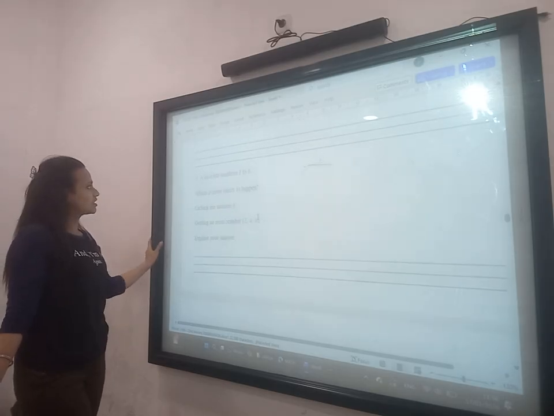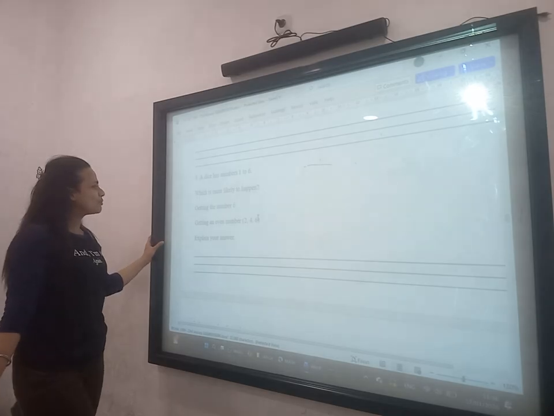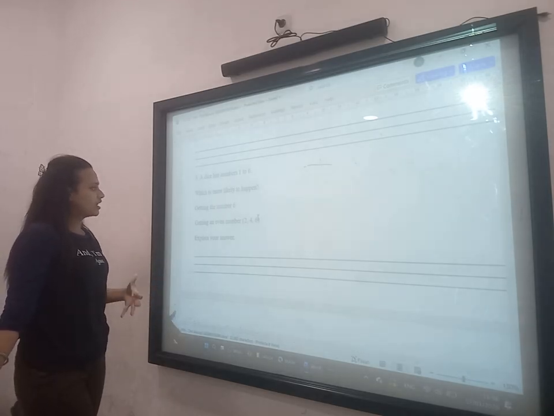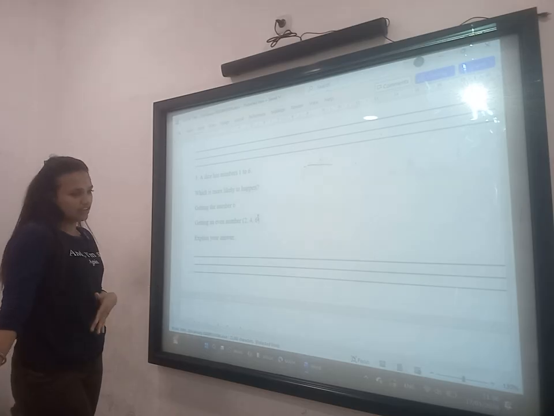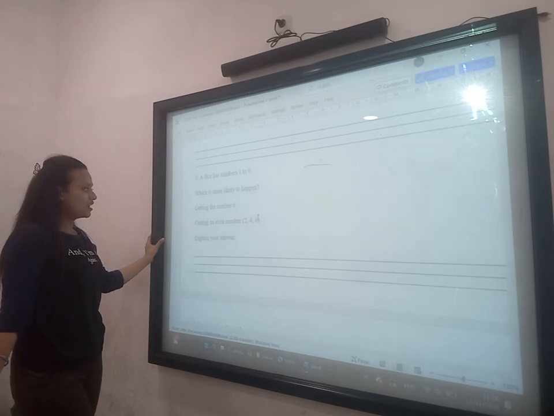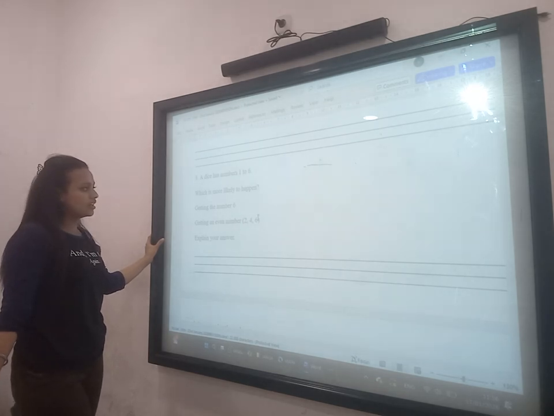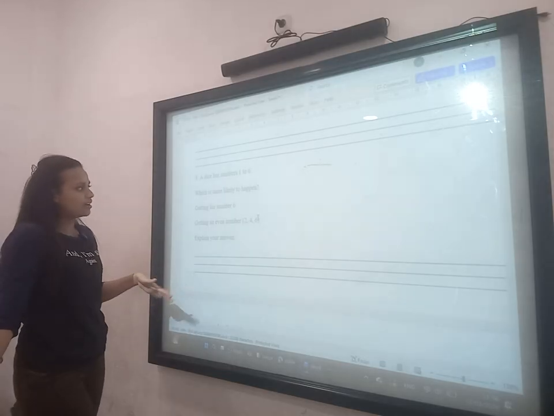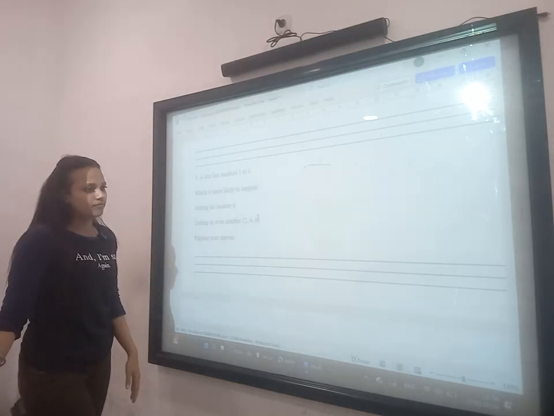Question number 3. A dice has numbers 1 to 6. Which is more likely to happen: getting the number 6 or getting an even number, 2, 4, 6? More likely is getting an even number, because there are three even numbers on the dice, 2, 4, and 6, but there is only one number 6.